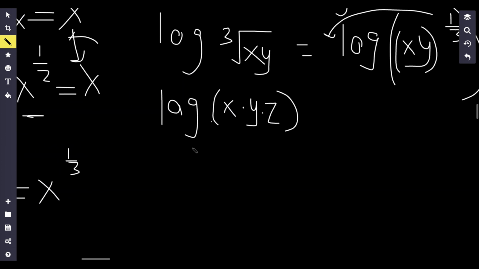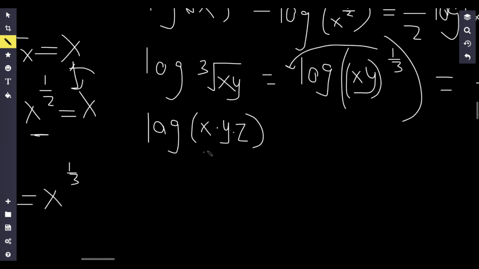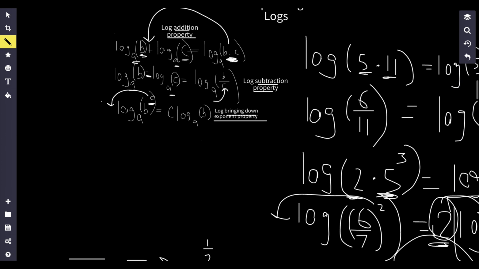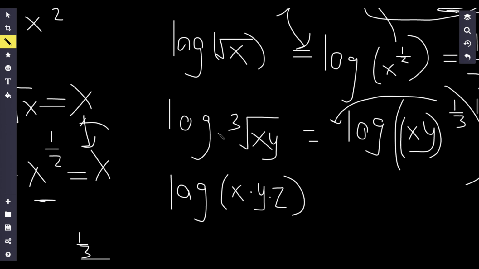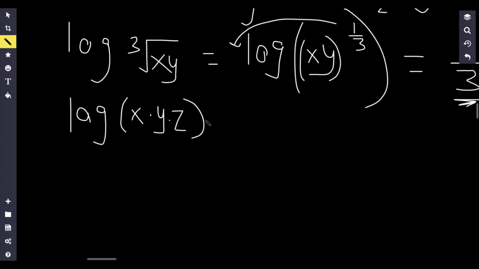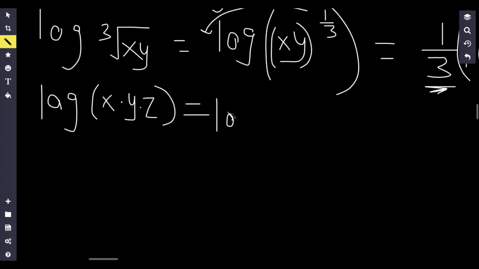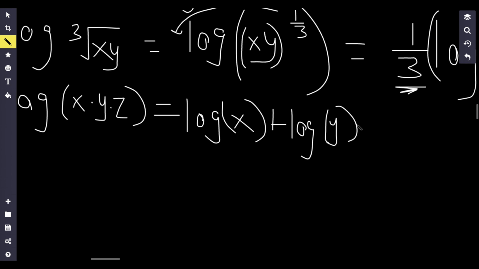And finally, log base 10 of x times y times z. The thing about the logarithm addition properties, subtraction properties, is you can do it with as many terms as you want. So in this case, if I have log base 10 of x times y times z, this is just going to be equal to log base 10 of x plus log base 10 of y plus log base 10 of z. Right? So you can do this for as many terms as you want.